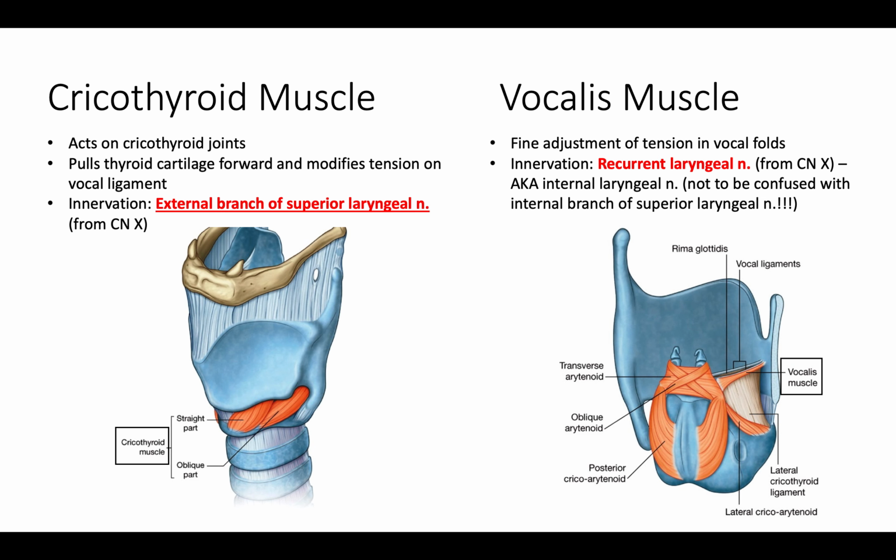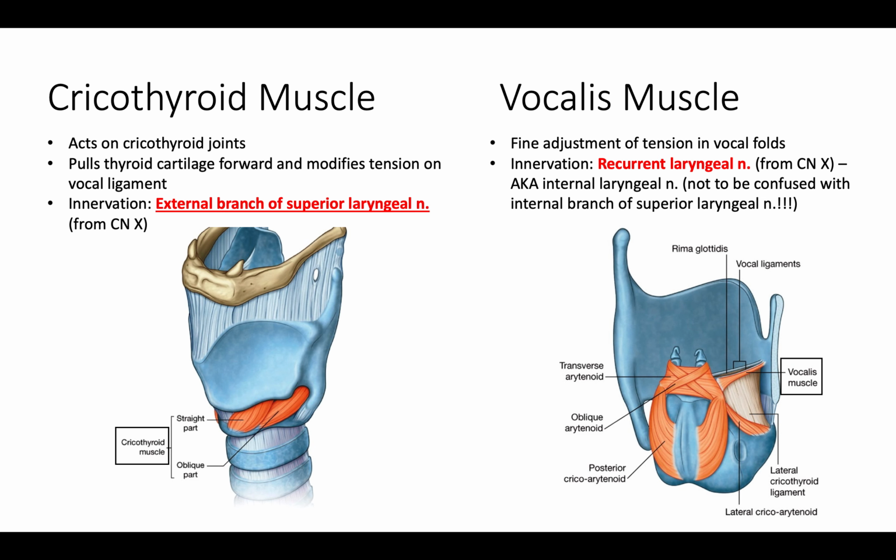Okay, know what these two muscles do. So the cricothyroid muscle is pulling that thyroid cartilage forward and modifying the tension on the vocal ligaments. Again, innervated by the external branch of the superior laryngeal. Just make sure that you really know what that one does, pulling that cartilage forward. Where vocalis is just making fine adjustments in tension in the vocal folds.